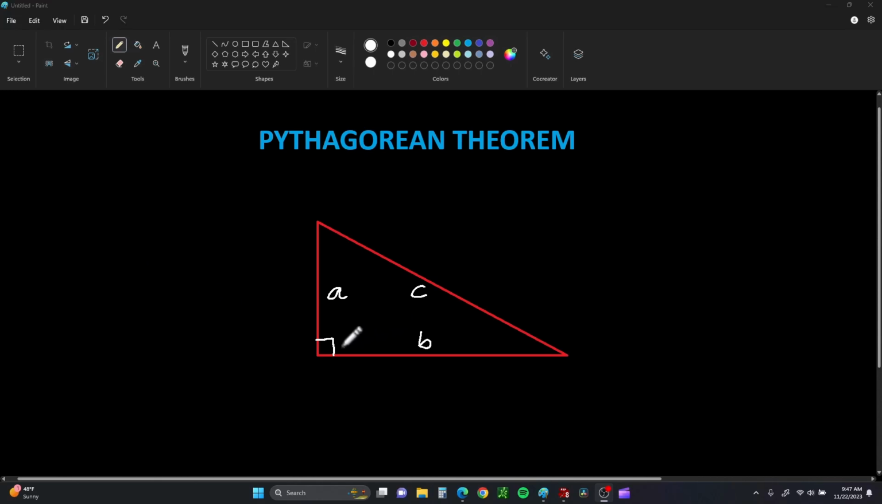Let's say that I have a right triangle and I've labeled the sides here A, B, and C, C being the hypotenuse. The Pythagorean theorem is a fundamental relationship between these three sides, which states that if I take the square of the measurement of those three sides, they're in this relationship where A squared plus B squared equals C squared.